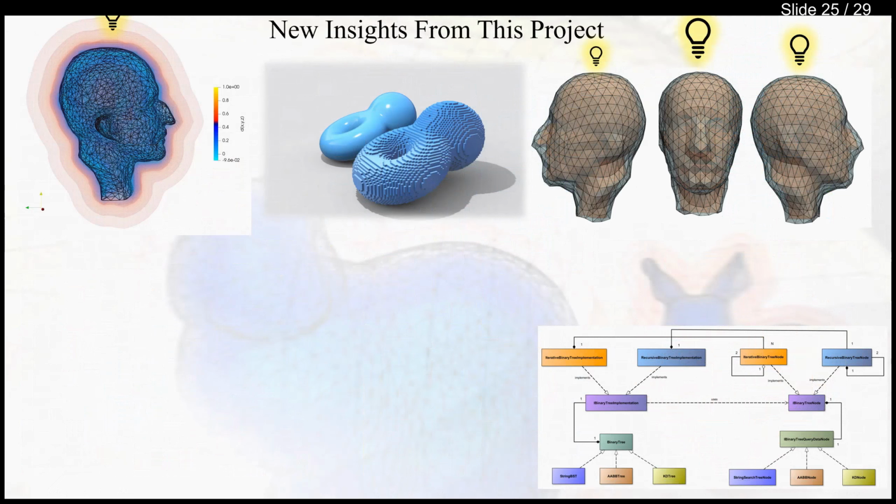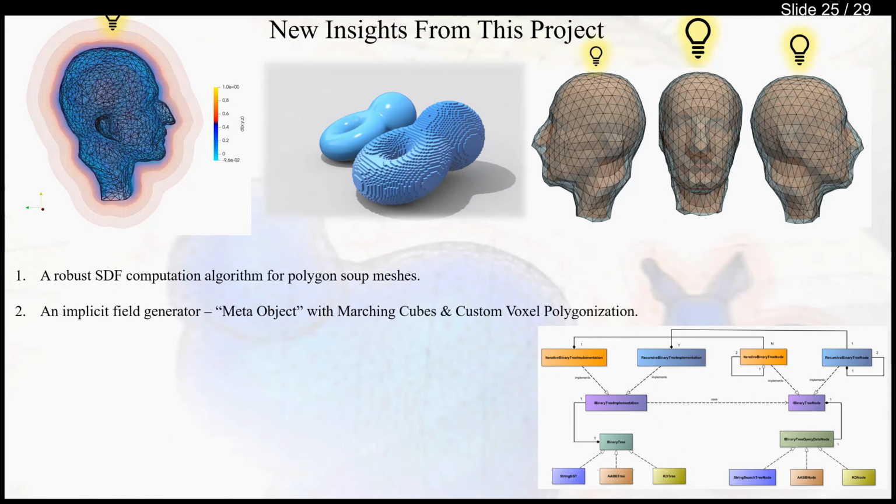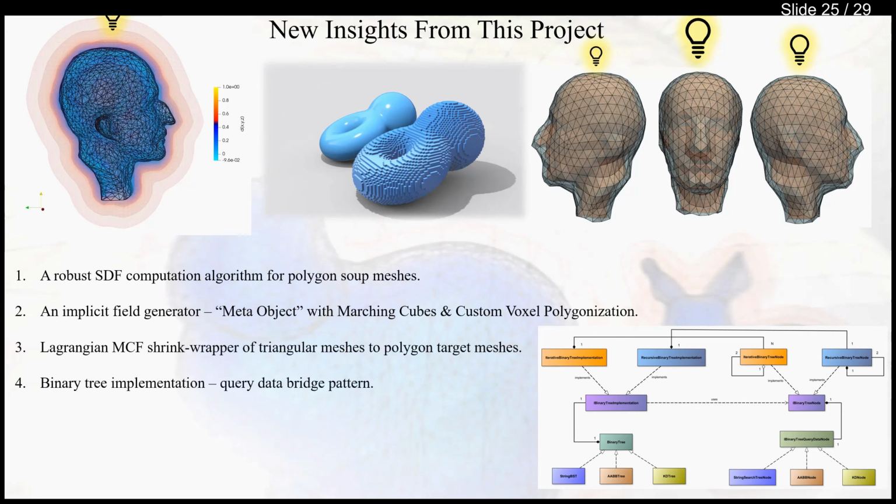So, all things considered, the new insights found in this project were a robust signed distance field computation algorithm for polygon soup meshes, an implicit field generator with marching cubes and voxel polygonization, a Lagrangian mean curvature flow shrink wrapper of triangular meshes to polygon target meshes, and a binary tree implementation to query data bridge pattern.